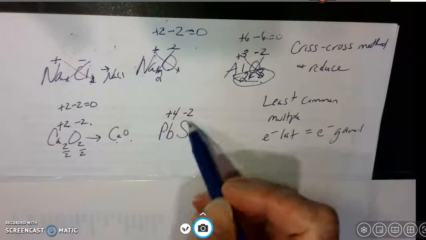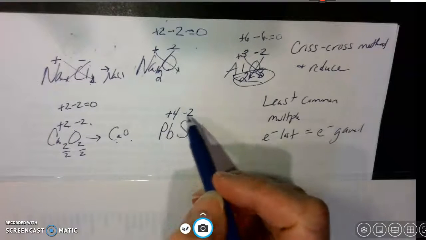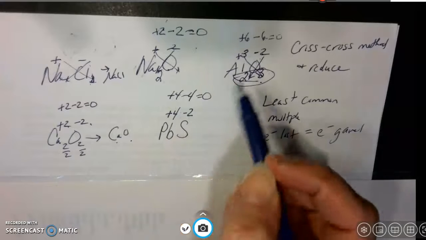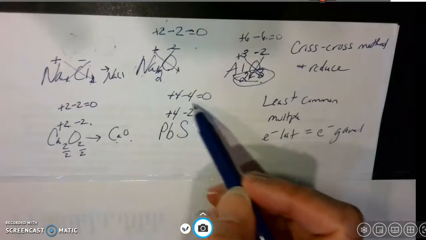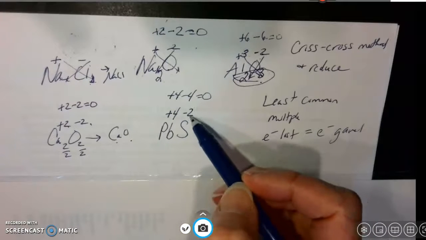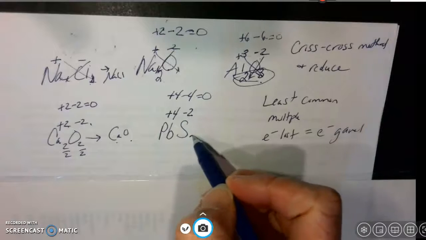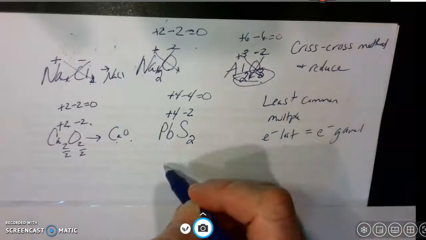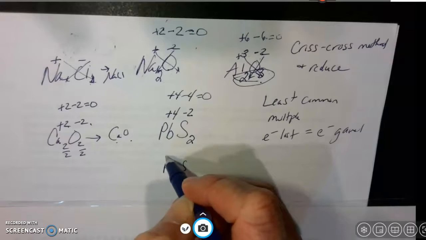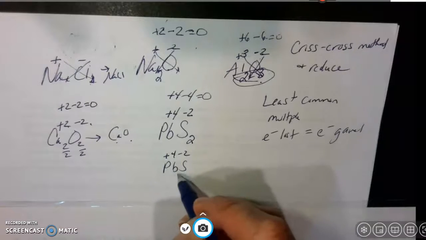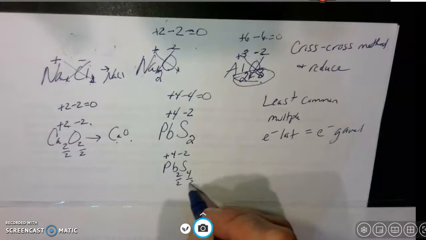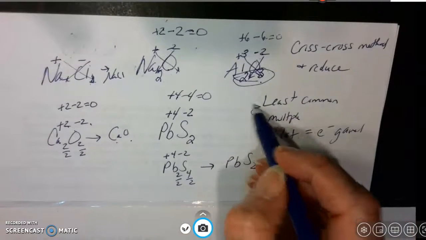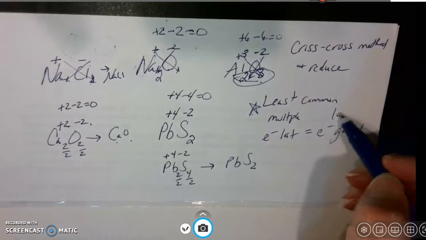So if we do 2 methods with this one, so +4 and -2, the least common multiple is 4. So if this one's losing 4, this has to gain 4. Each sulfur can only gain 2, so I need 2 here. So 2 times -2 is -4. Or if I use my crisscross and reduce, I would do 2 to 4, but then I have to remember to divide out to get my PbS2. So again, this works 100% of the time.